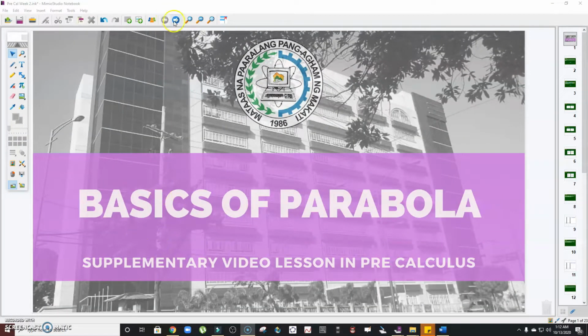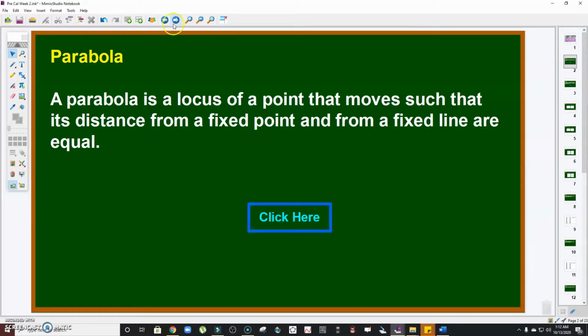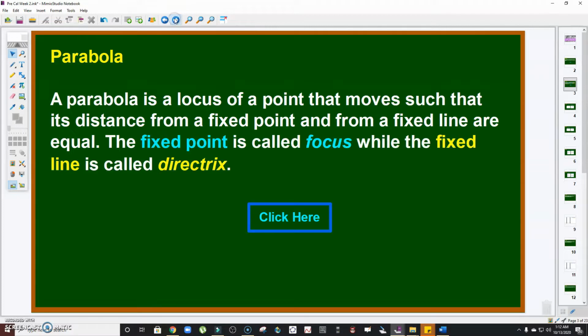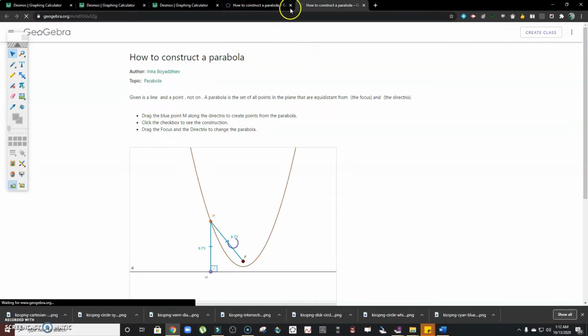Okay, first, let us define what a parabola is. A parabola is a locus of a point that moves such that its distance from a fixed point and from a fixed line are equal. The fixed point is called the focus, while the fixed line is called the directrix. Let's illustrate that.